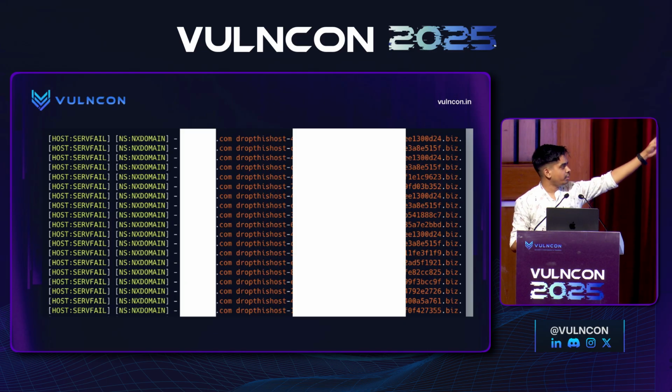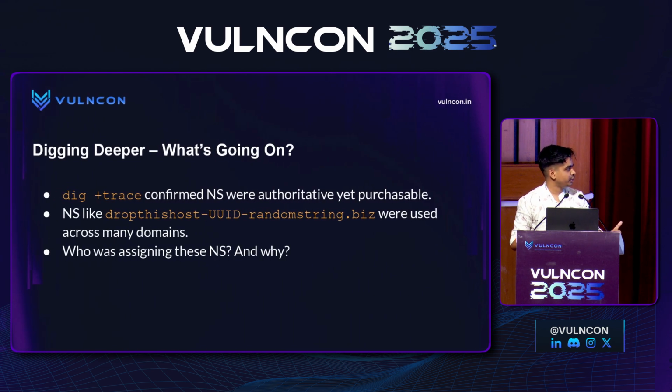And these domains were owned by different companies. I was able to find at least 25,000 domains that were using this particular pattern, belonging to 600 or 700 different companies. So it was not really an isolated incident. There has to be something systemic or mechanical flaw there, so I started looking deeper into it.